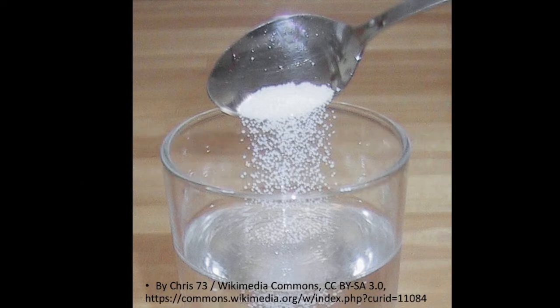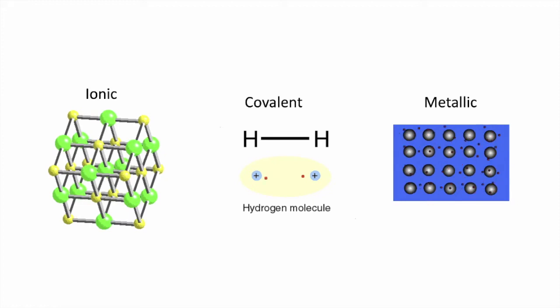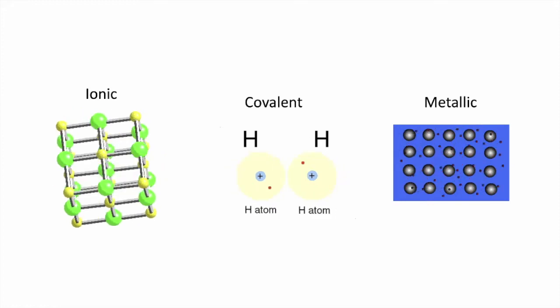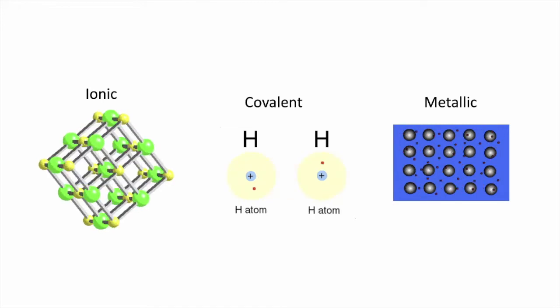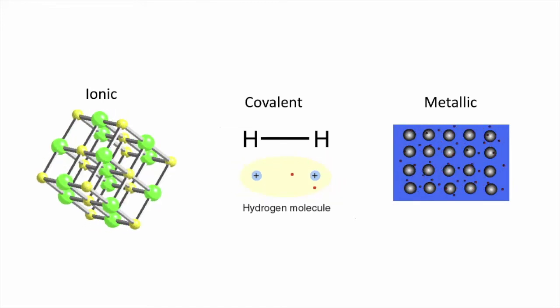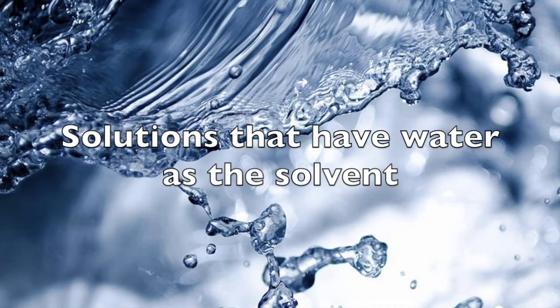Gravity does not cause it to settle out over time. Solutes can be molecular or ionic compounds, and in ionic compounds, the ions typically separate. Solutes can also be metals in the case of alloys, which are a type of solution. We use the term aqueous to describe solutions that have water as the solvent.